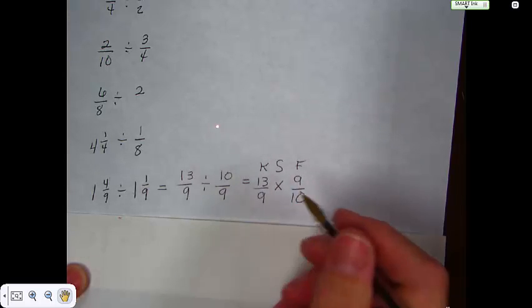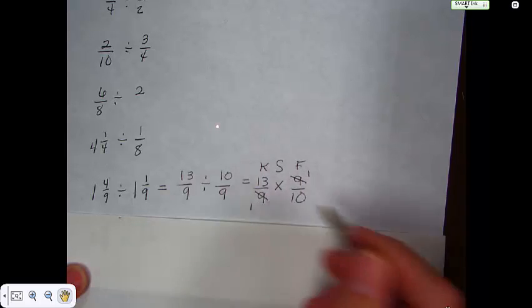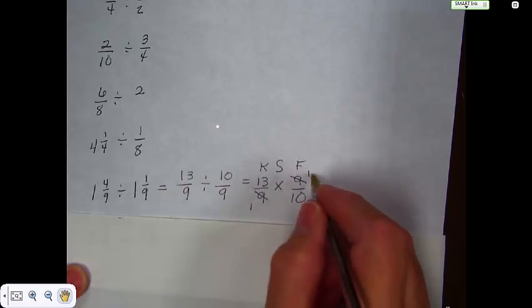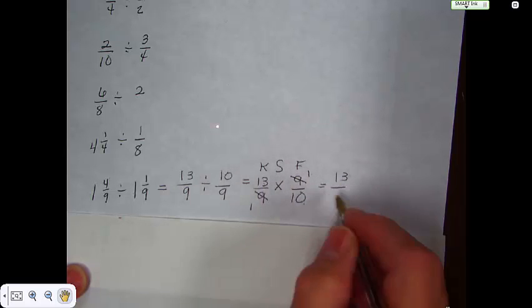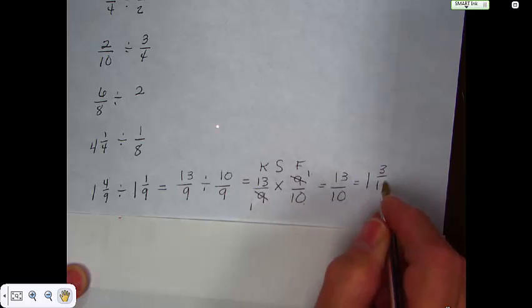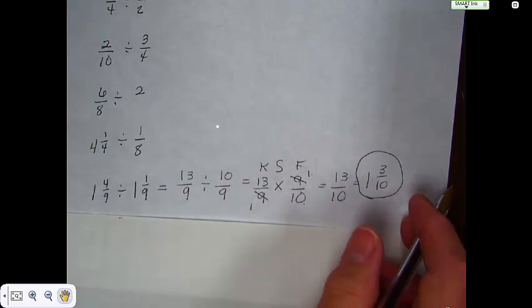Now look what happens here. 9 goes into 9 once, 9 goes into 9 once. 13 and 10, there's nothing related to those two. 13 times 1 is 13, 1 times 10 is 10. You end up with 1 3/10 as your answer. If in doubt, go ahead and switch it to a mixed number if you can.